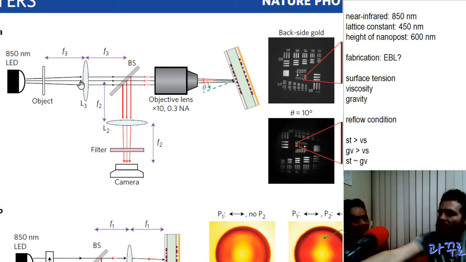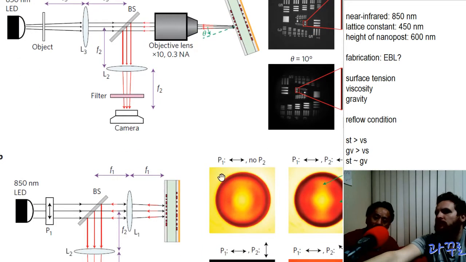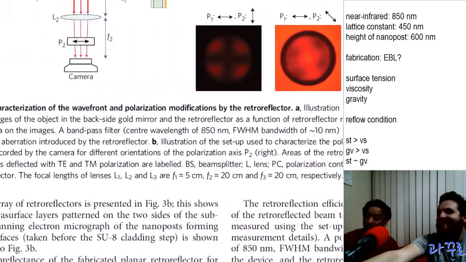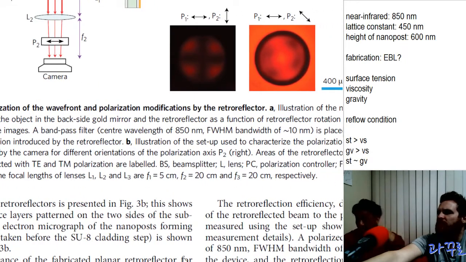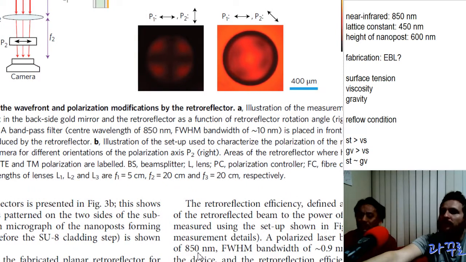I don't know. But the whole optics is on the free space, right? I think so. It's not labeled where it's used. The focal lengths are 5 centimeters, 20 centimeters, and 20 centimeters respectively. Right.